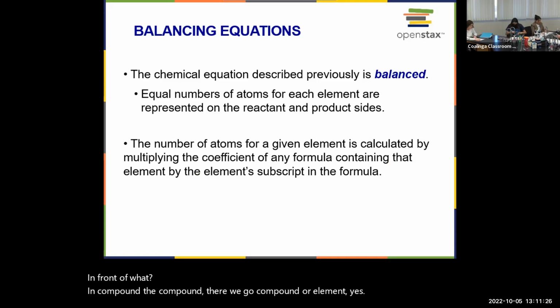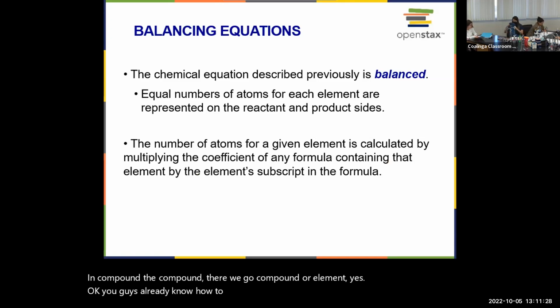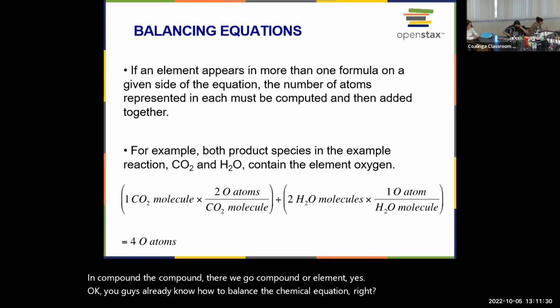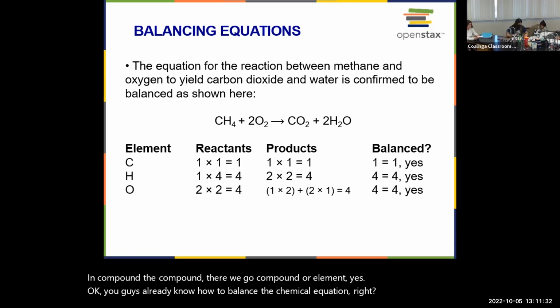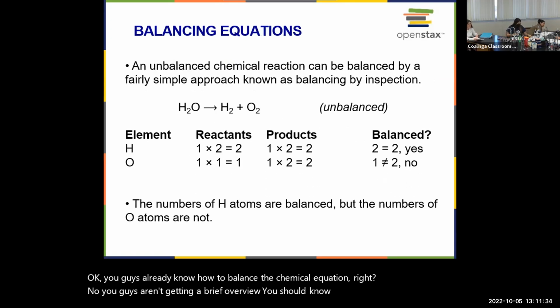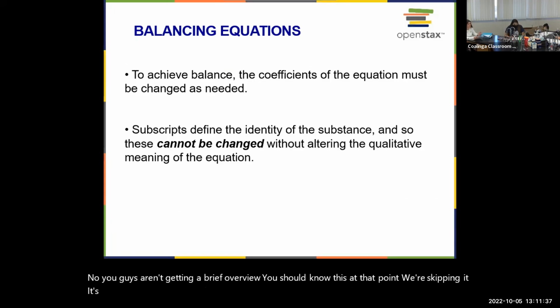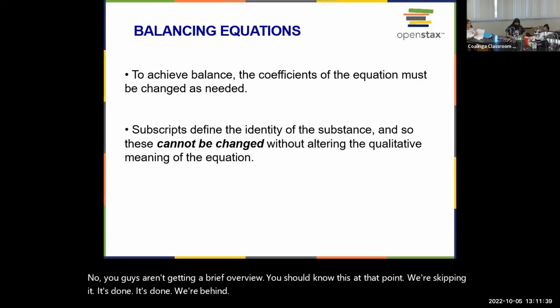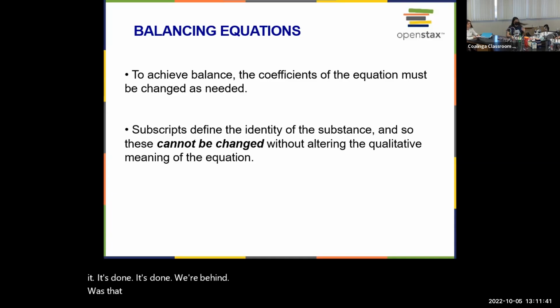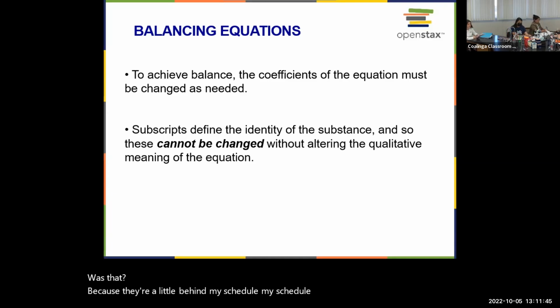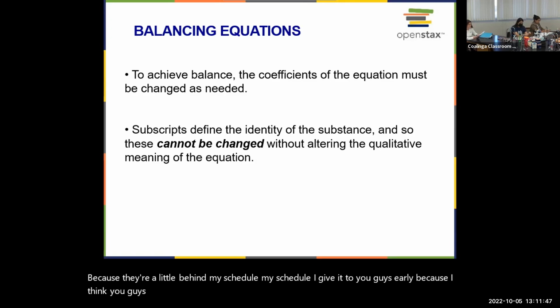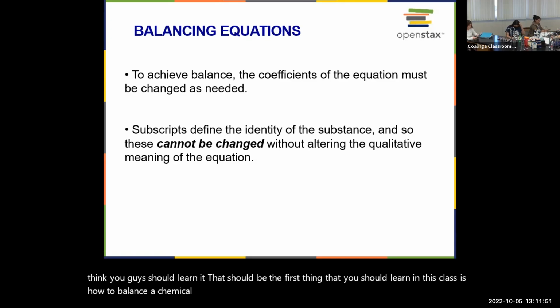Okay, you guys already know how to balance the chemical equation, right? Oh, you guys aren't getting a brief overview. You should know this at that point. We're skipping it. It's done, we're behind. Why is this on chapter 4? Because they're a little behind my schedule. I give my schedule to you guys early because I think you should know. That should be the first thing that you learn in this class, how to balance a chemical equation, because you keep seeing chemical equations and you don't know how you get to that point.